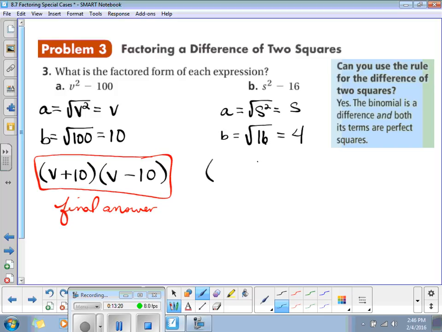Okay? So you've got the s and the s and the 4. And now one of them will be plus, addition, and one will be subtraction. Very good. So plus and minus. And there's your final answer.